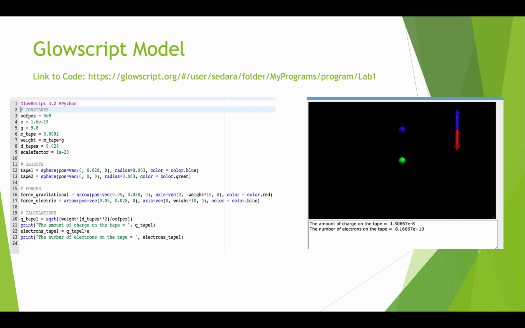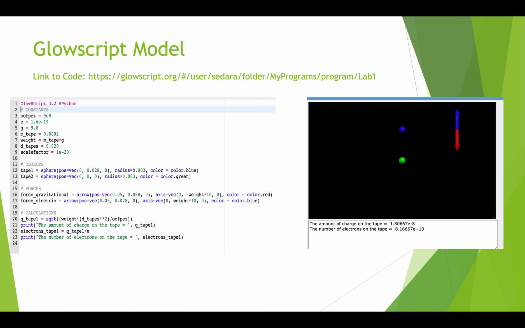of what's happening. The model on the right shows tape A and tape B as point charges. Tape A is shown as a green sphere, and tape B is shown as a blue sphere. The blue arrow pointing upwards is the electric force acting on tape B, while the green arrow pointing downwards shows the gravitational force acting on tape B. It's actually a red arrow. My model also displays the charge on the tape along with the number of electrons on the tape.